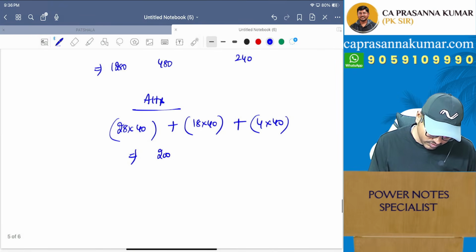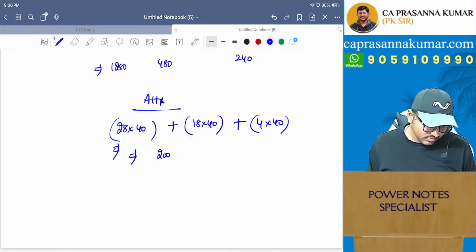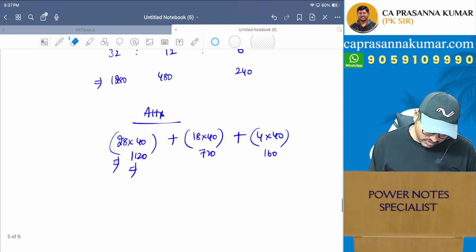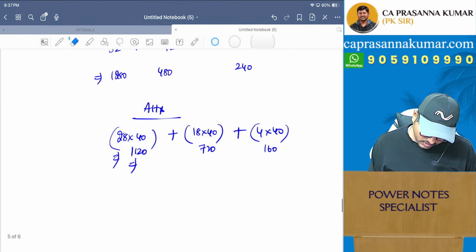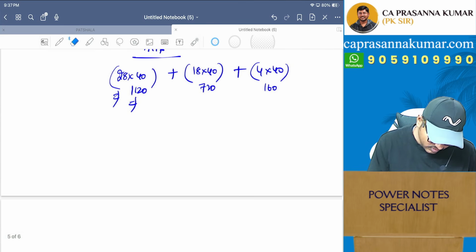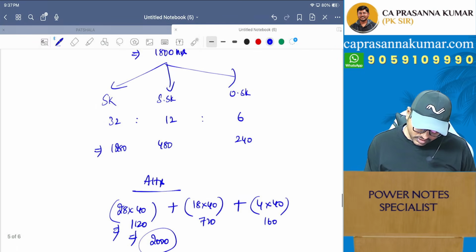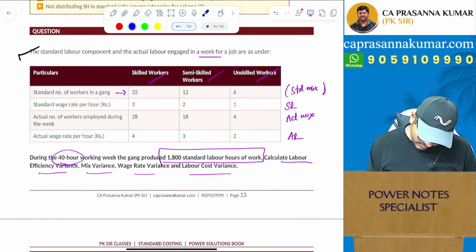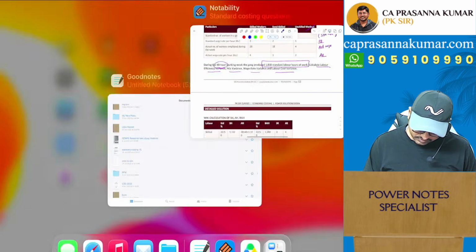28 into 40, how much? 1120, 720, 160. What about actual rate per hour?